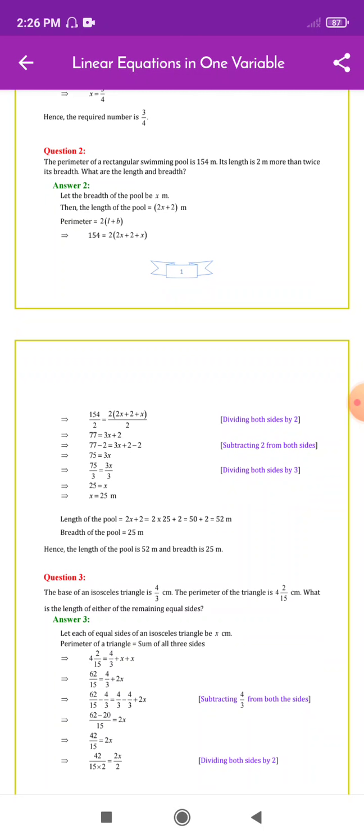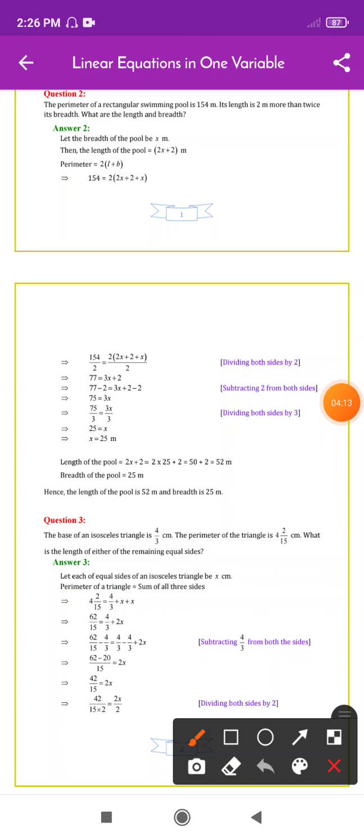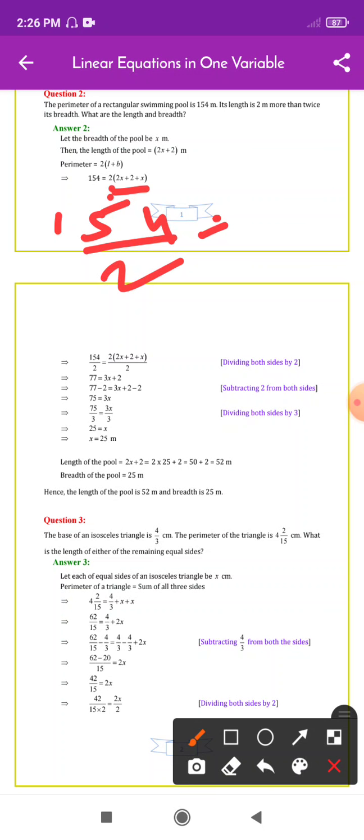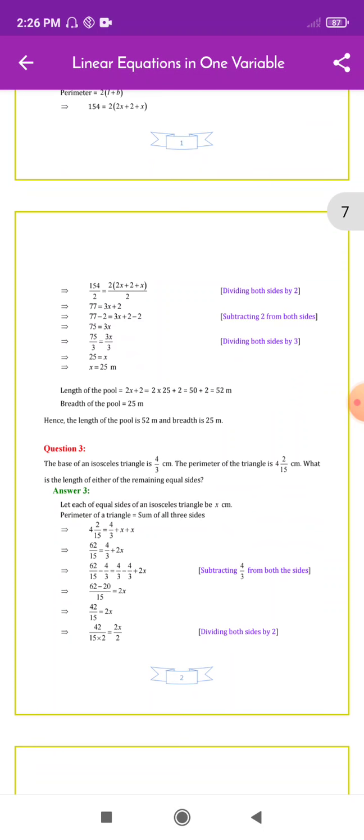Now the 2 will be shifted to this side, so we have to divide both sides by 2. Generally you will shift the 2 given before the bracket to this side, so we have to divide both sides by 2. This 2 outside the bracket will cancel. Dividing 154 by 2, 2 sevens are 14, then again 2 sevens are 14, so we get 77. You can see in the question, 77 equals 2x plus x, which is 3x plus 2. Done.